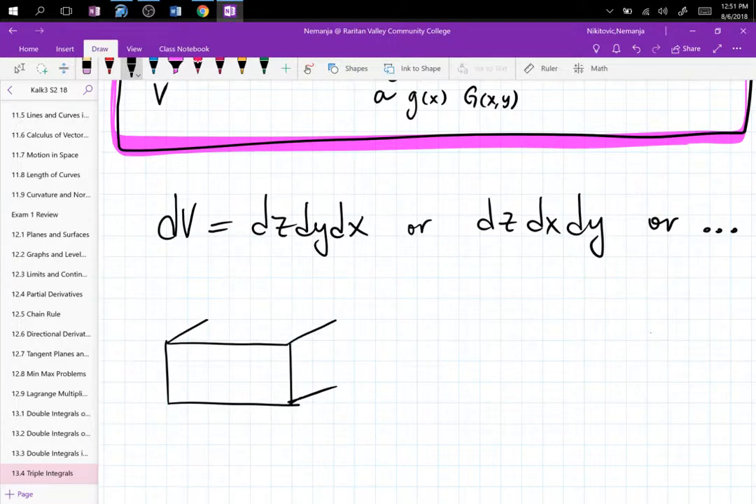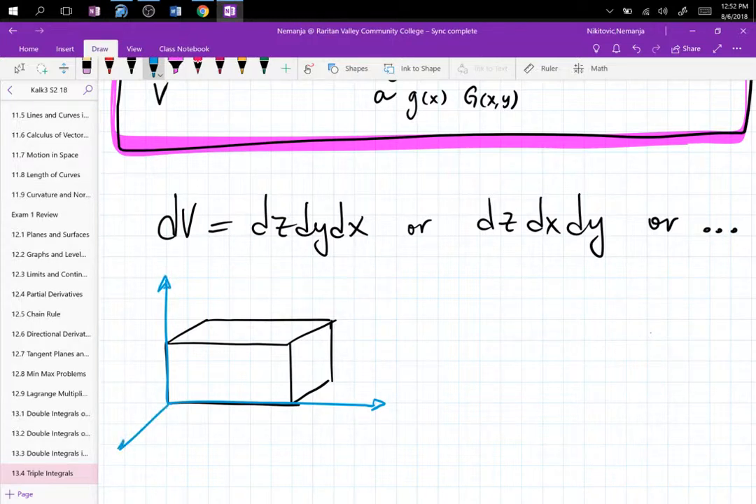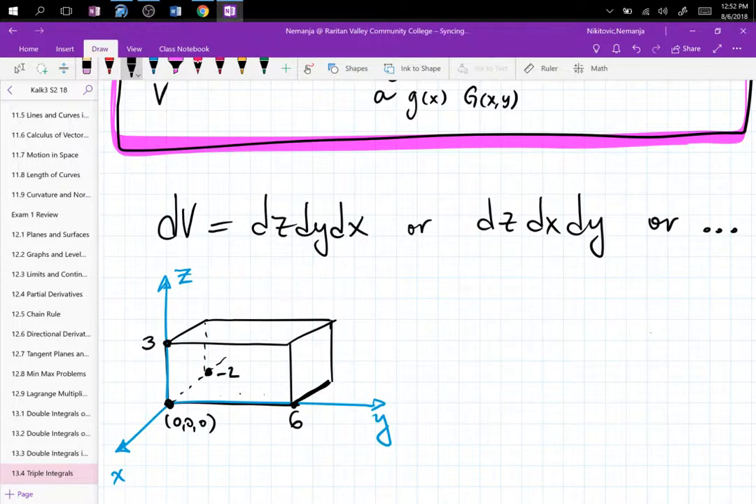If I have a box like this, so we have a box, and this box sits in a coordinate system. X, Y, and Z. Should be sitting in front, but that's okay. And I'm going to say that this is obviously origin 0, 0, 0. Let's say the Y direction is going to be 6, the Z direction is going 3, and let's say the X is going -2. We can find the volume of this box.